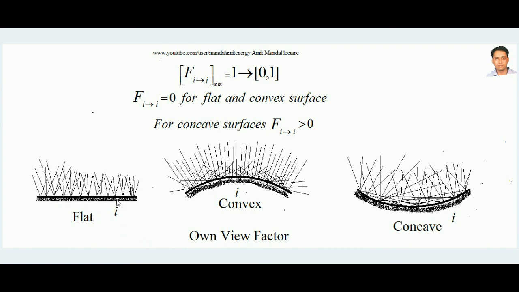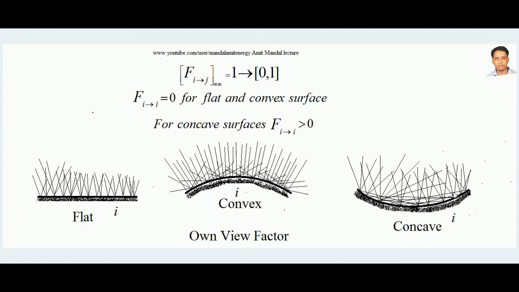But for the case of a flat surface, whatever radiations come out from this surface will go away. It cannot fall over its own surface because radiations are electromagnetic waves, and electromagnetic waves always move in a straight line. The same thing is there with convex surfaces. Whatever radiations come out from this convex surface will go away, they cannot fall over itself.